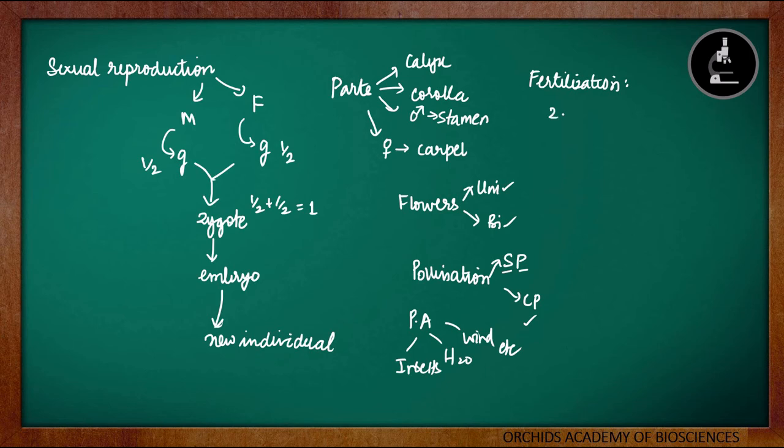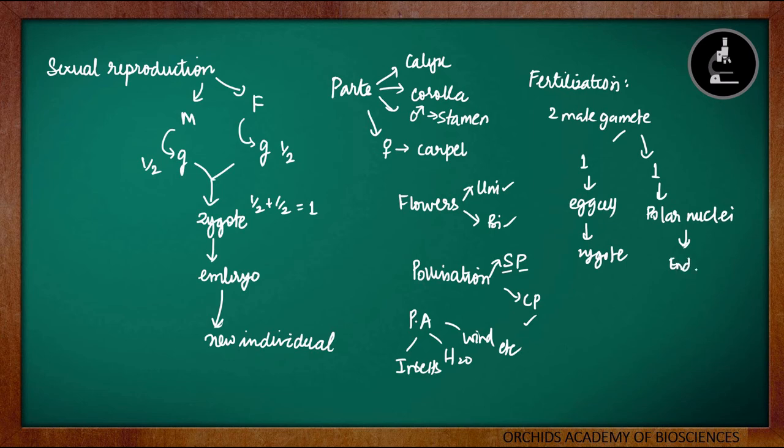We have seen how the two male gametes are there, and out of that one male gamete will fuse with the egg cell to give rise to zygote, whereas another one will fuse with the polar nuclei to form the endosperm, which will be nourishing the developing embryo. Then we came to an idea about what fertilization is. Fertilization is the fusion of two gametes which results in the formation of zygote. The zygote will later undergo various mitotic divisions to form the embryo, and this embryo can develop into a new plant.